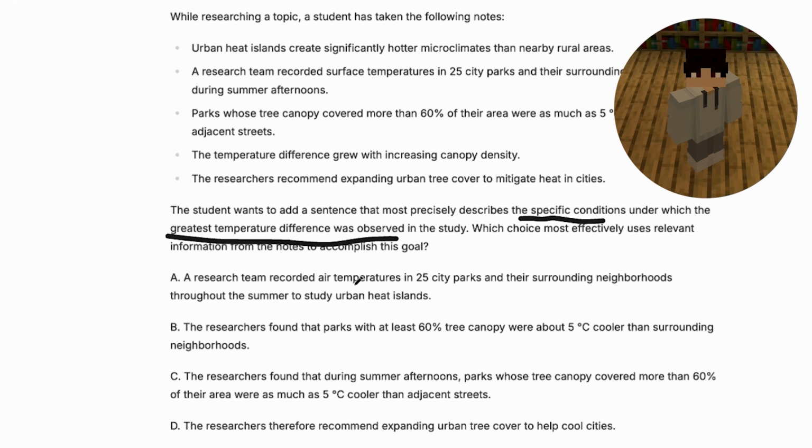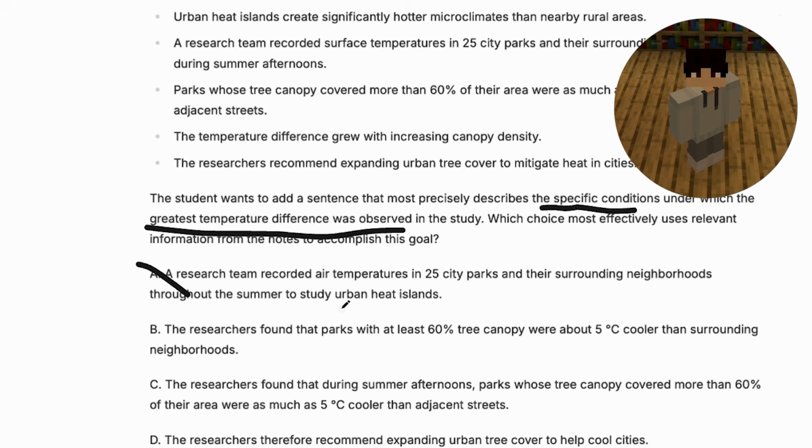Research team recorded air temperatures in 25 city parks. Again, that's the methodology, so that's not answering the question. The researchers found that parks with at least 60% tree canopy were about 5% cooler than surrounding neighborhoods. Okay, yeah, that sounds pretty good. 60% tree canopy, 5% cooler than surrounding neighborhoods.